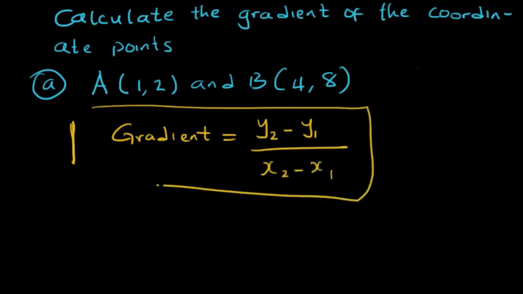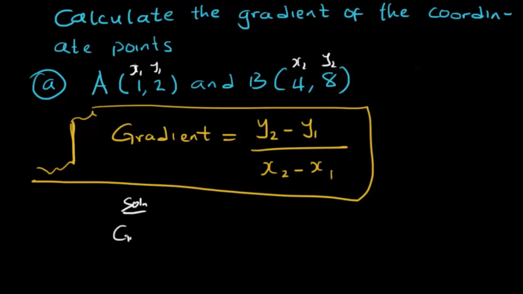This here is the formula for calculating gradients: y2 minus y1 over x2 minus x1. Now, having said this, let's calculate the gradient of these points. The first thing you want to do is to label the coordinate points x and y. So we have x1, y1, x2, y2. So our solution, gradient equals y2 minus y1 over x2 minus x1.